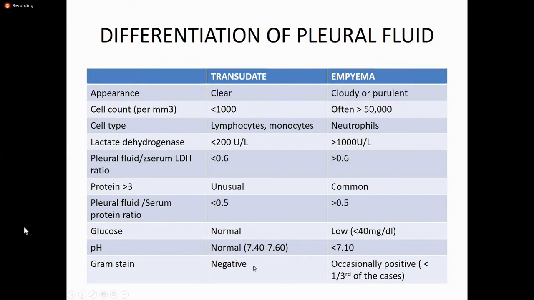Gram staining is usually negative in cases of transudate, but in less than one third of the cases, gram staining is positive in cases of exudate. So this is very important to know, the difference between empyema and the transudate. We can also send culture of this fluid, or gram staining as I have mentioned, and we can also do a tuberculosis workup.